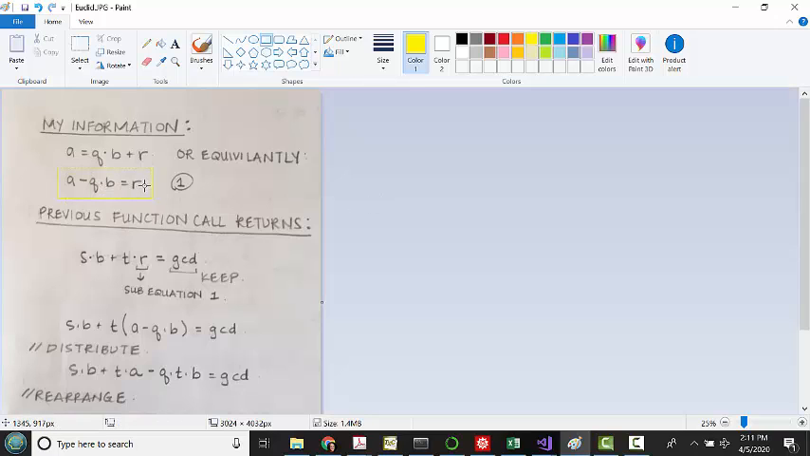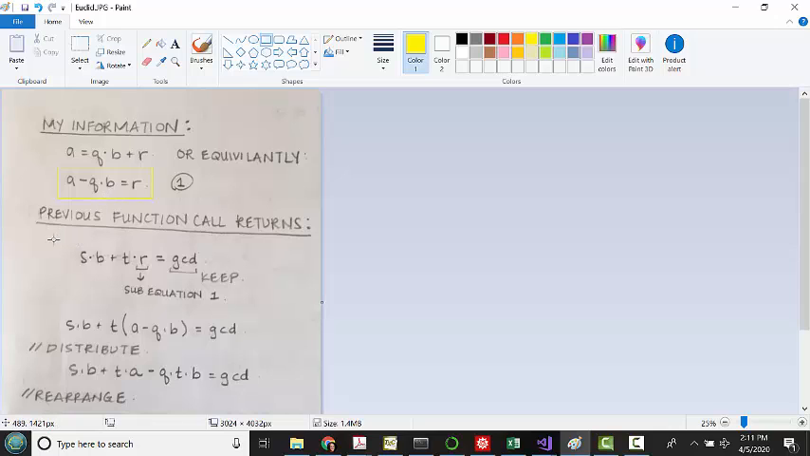Now the b and the r value, if we were working top down to get this GCD of a and b, if this r value is not 0, we're going to call the function again with the b serving as the new a and the r serving as the new b.